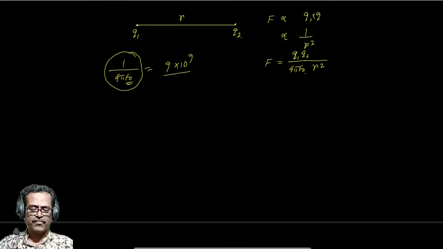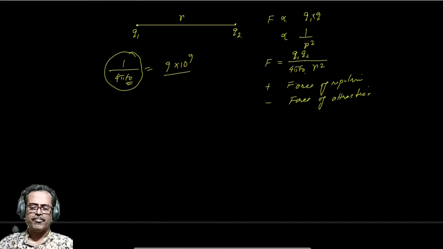Now, the direction of force. We know that like charges repel each other and unlike charges attract each other. So for Q1 Q2, if one becomes negative and the other positive, then this will give a negative result, that is force of attraction. If both have the same sign, then they will give positive. So positive means force of repulsion, and negative means force of attraction.